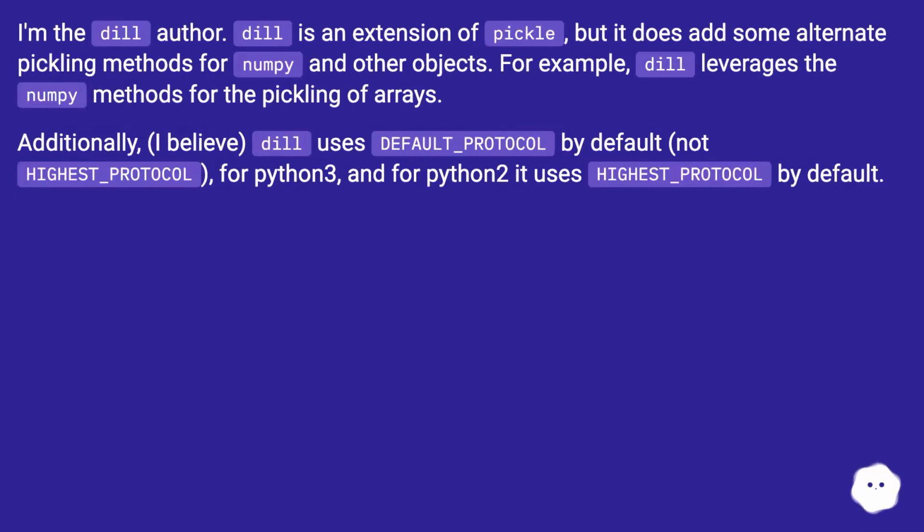I'm the Dill author. Dill is an extension of Pickle, but it does add some alternate pickling methods for numpy and other objects. For example, Dill leverages the numpy methods for the pickling of arrays. Additionally, I believe Dill uses DEFAULT_PROTOCOL by default, not HIGHEST_PROTOCOL, for Python 3, and for Python 2 it uses HIGHEST_PROTOCOL by default.